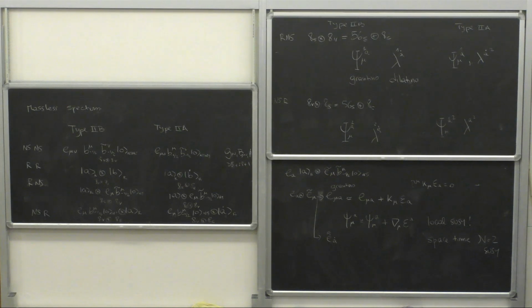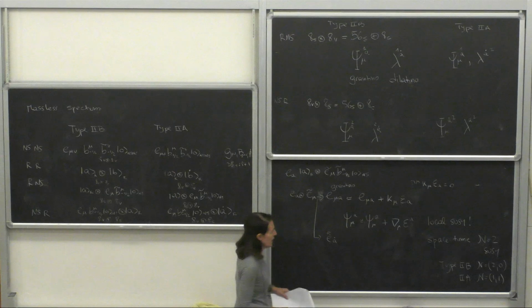Okay, and this is true in type 2a and type 2b. They both have n equals 2 supersymmetry, but so type 2b, one can write it as an n equals 2, 0 supersymmetry, like both supersymmetries have the same chirality, while type 2a, one can write it as n equals 1, 1 supersymmetry. So the second gravitino will transform with the supersymmetry parameter that has the other chirality.